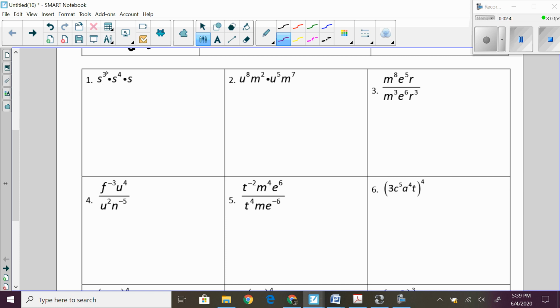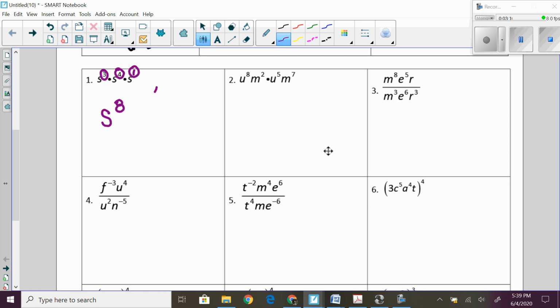So we have s to the 3rd times s to the 4th times s to the 1st. Because we are multiplying and we have the same base, we are going to keep that base and then add 3 plus 4 plus 1, which is 8. That's our answer.